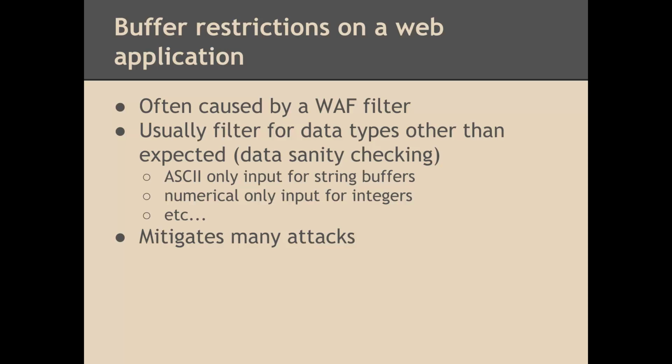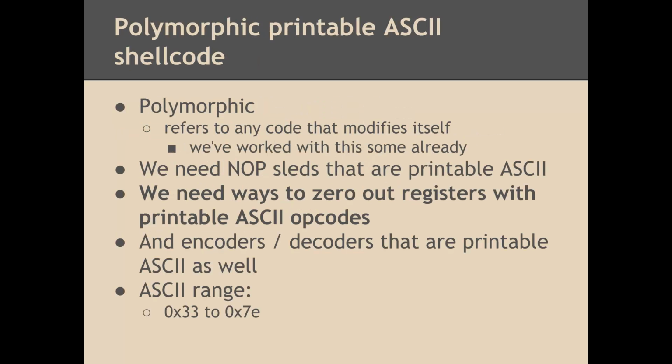So we talked about the buffer restrictions and the form restrictions the web application firewalls will put on a web page if it learns them or is configured to do that. And the way around that is by having your shellcode be within the ASCII printable range. There are two techniques that allow you to do this: polymorphic code as well as encoding.